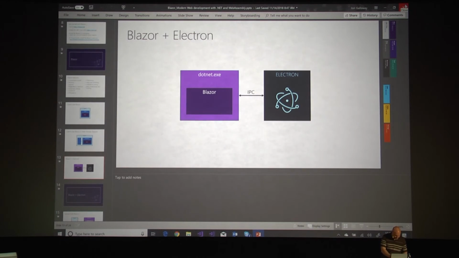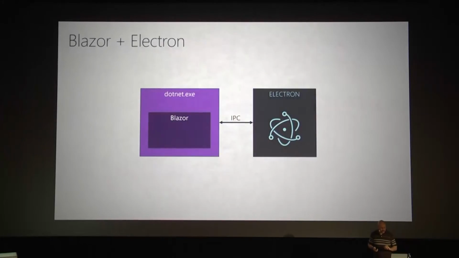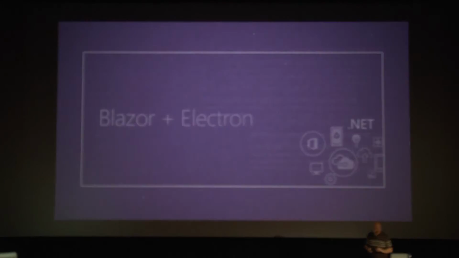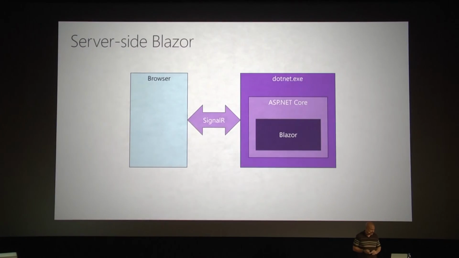Now this is an experiment. It's out on GitHub. If you search for Blazor Electron Experiment, you'll find it. And again, it's interesting at least. I like it. I think it could be really cool, but that was that. I'm rushing through. I've got a lot I want to show you. So there was Blazor and Electron.